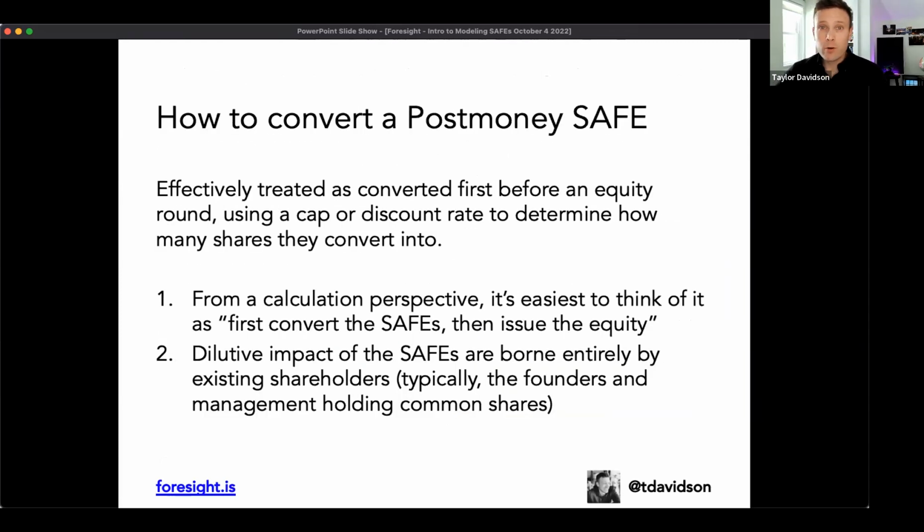So how do you convert a post-money safe? I do post-money safes earlier because it's a little bit cleaner. The easiest way to think about converting post-money safes is first convert the safes, then issue the equity. That's typically how you structure the calculations. So by structure and by the legal documents, the dilutive impact of the safes is borne entirely by existing shareholders, not by the new equity investors in the round that come in after the post-money safes convert.